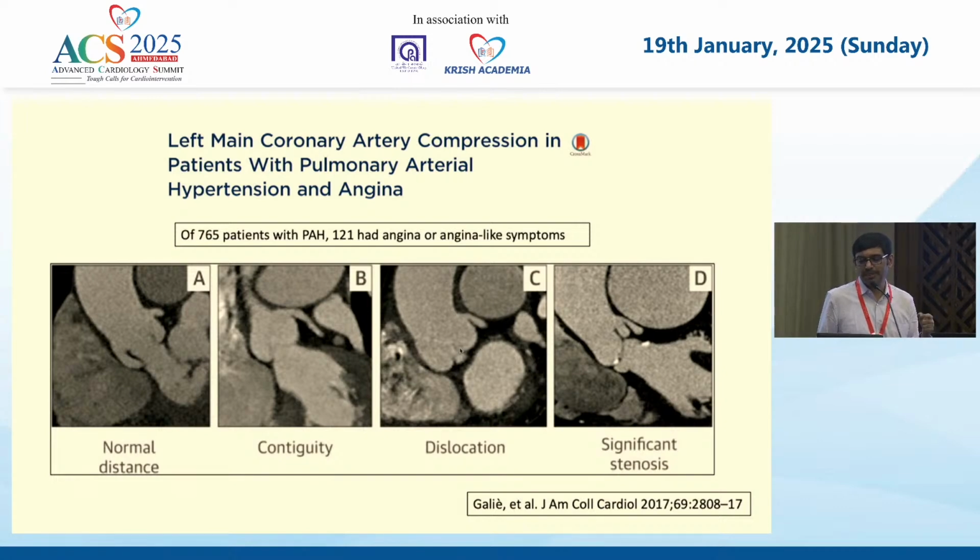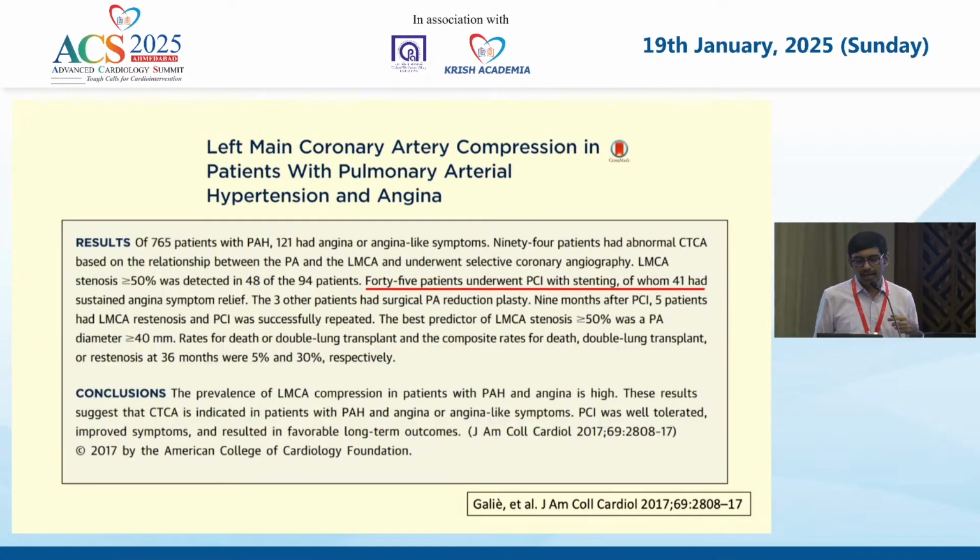This is what happened in our second patient, and this is what happened in our first patient, where there is a significant left main compression from your enlarged pulmonary arteries. In this study, about 94 patients had abdominal CT angiogram, where they found the last two patterns, and they underwent invasive evaluation. More than 50% diameter stenosis was observed in about 48 patients, and 45 patients underwent a PCI, and 41 had sustained angina relief.